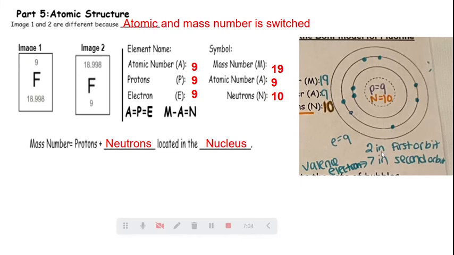That's 9. All right. Whatever electrons are in the outer shell, okay? So you have 1, 2, 3, 4, 5, 6, 7. So there's 7 left in the last orbit or energy ring. That is called valence electrons. So valence electrons are anything in the outer ring.